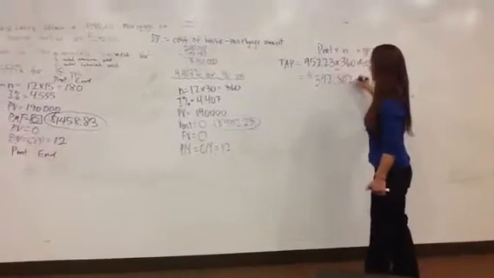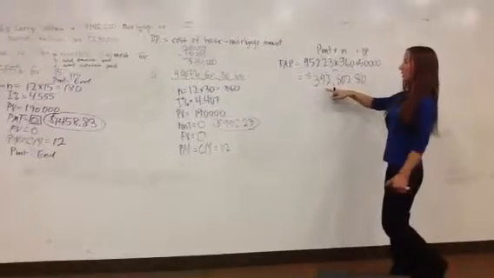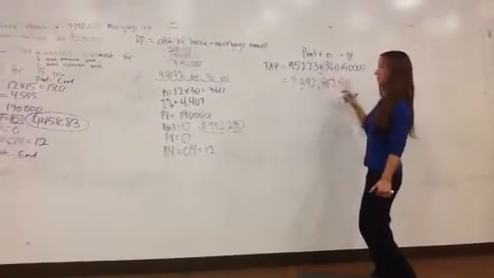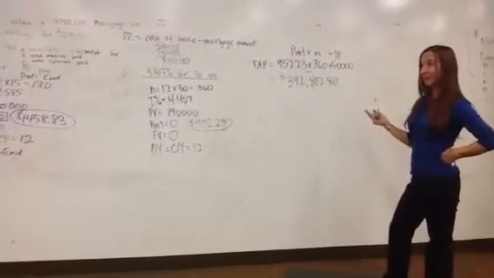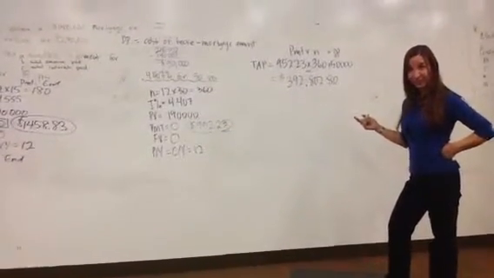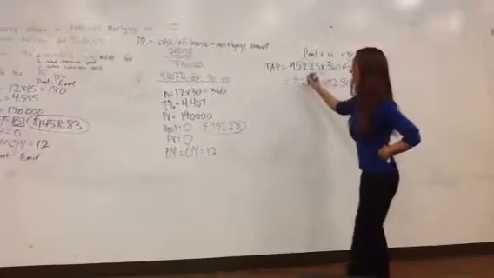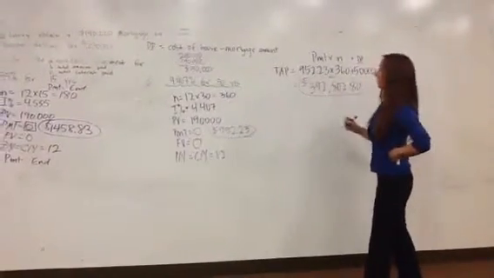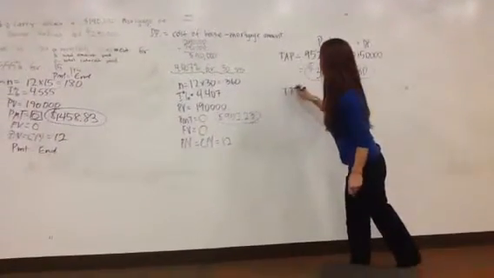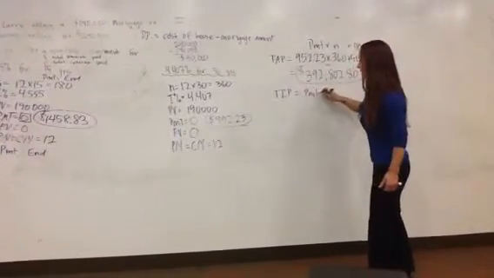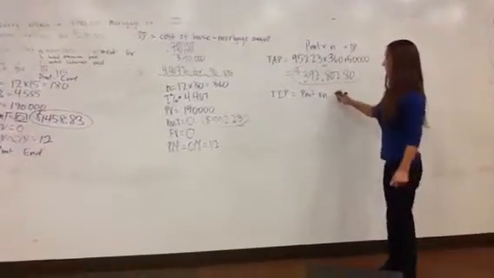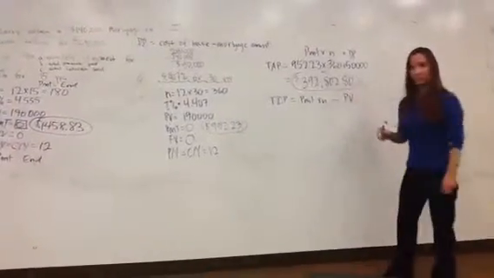$392,802.80. Did I hear that right? $392,802.80? That's like 80 grand more than the 15-year, just by initial inspection. I haven't figured that out yet. And then the total interest paid, again, payment times N minus PV.